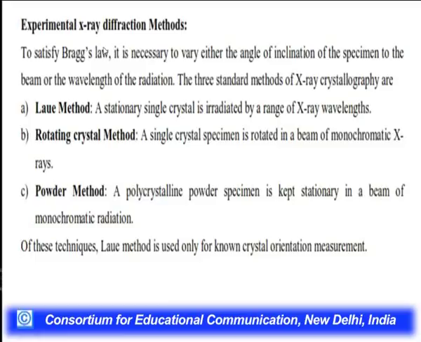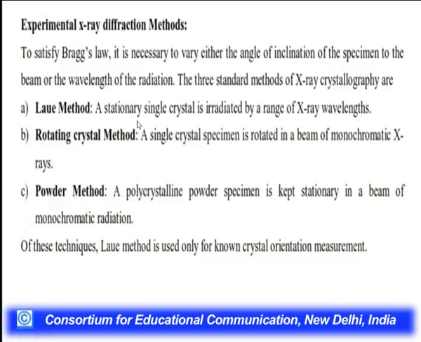We define the various experimental methods of X-ray diffraction. To satisfy Bragg's law, it is necessary to vary either the angle of inclination of the specimen to the beam or the wavelength of the radiation. The three standard methods of X-ray crystallography used to satisfy Bragg's law are: first the Laue method, second the rotating crystal method, third the powder method.